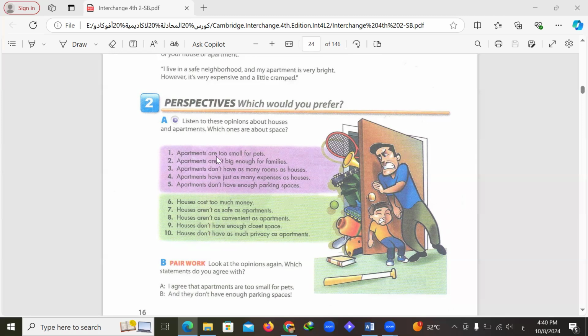1. Apartments are too small for pets. Apartments aren't big enough for families. Apartments do not have as many rooms as houses. Apartments have just as many expenses as houses. Apartments don't have enough parking spaces. All this he can describe and tell us more about his house.